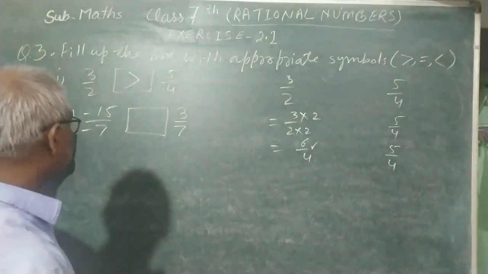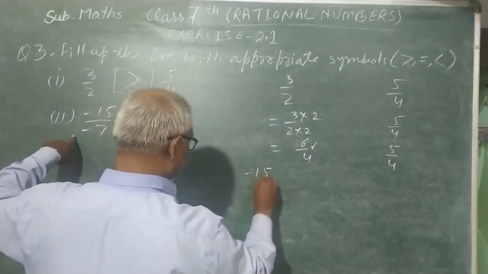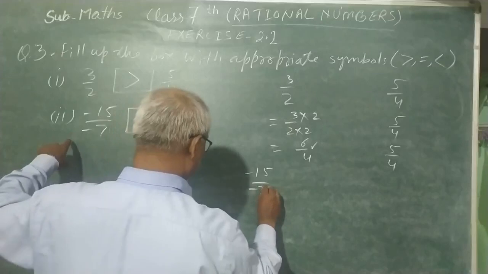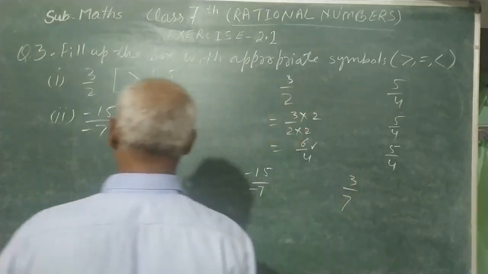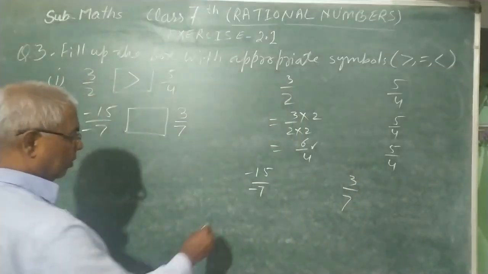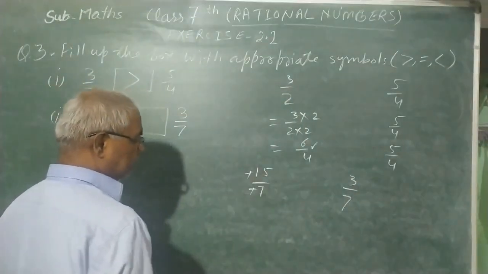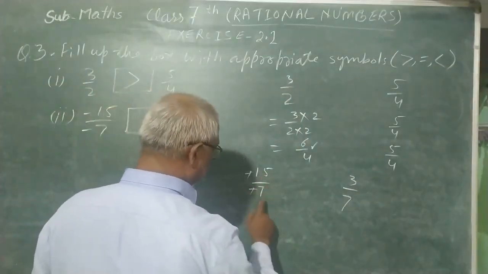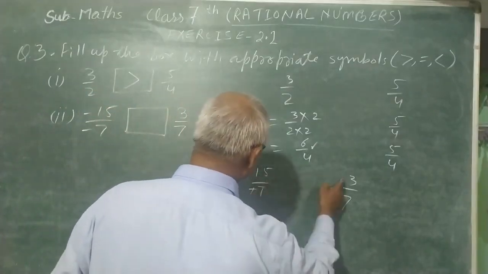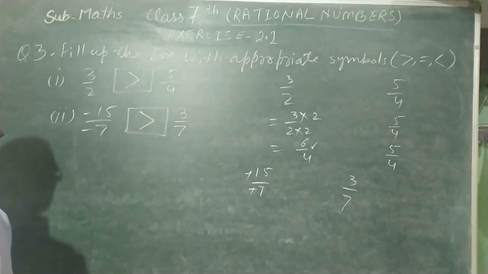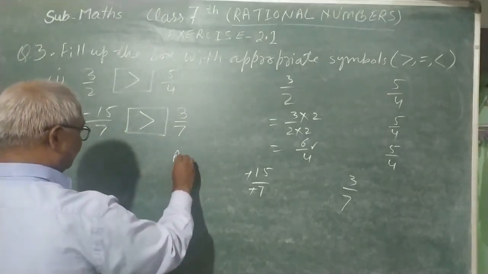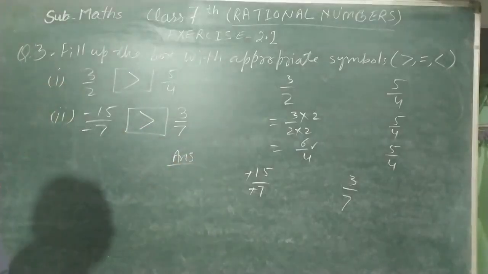And what about this? Minus 15 upon 7 and here is 3 upon 7. Minus, minus cancel out. So here 15 is greater, 7 and 7 both are equal, so 15 is greater. So you can say it is the greater number, and that is your answer. And you can do all the other parts similarly.